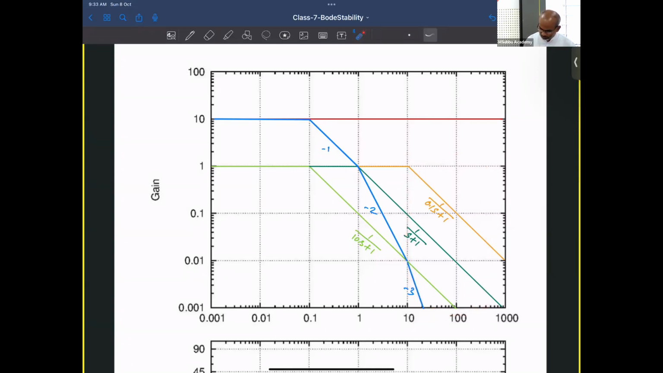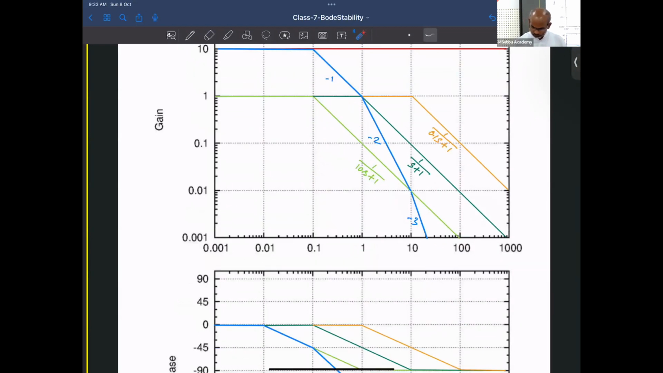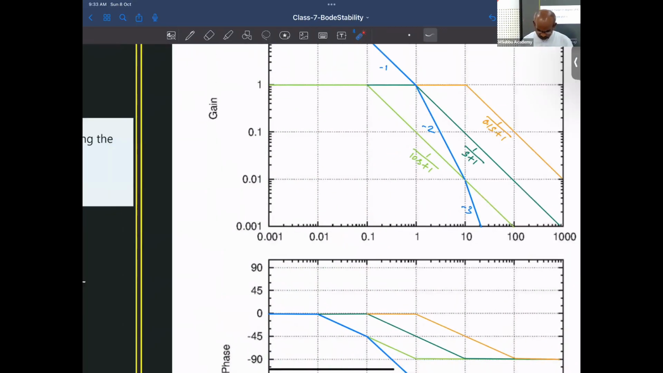So here we have slope of 0. Here in this region slope of -1. In this region we have slope of -2, and here we have slope of -3. Of course, it will go on like that further. Okay, now what is needed is phase margin.